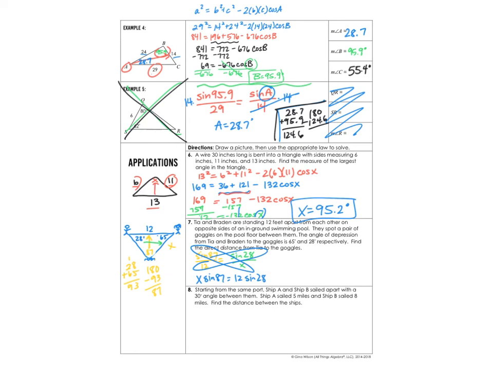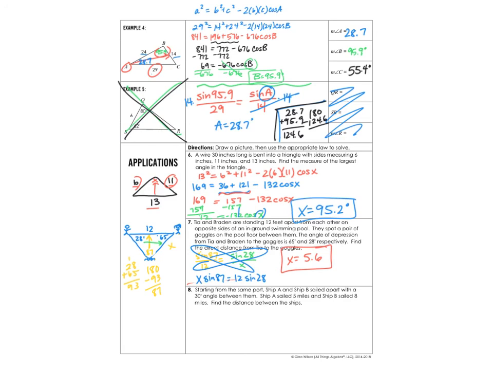Get x by itself, you divide by the sine of 87. So x equals 12 times sine of 28 divided by the sine of 87. So 12 sine 28 divided by the sine of 87. You get 5.6. So that's how far she is from the goggles. Alright, let's look at one more.